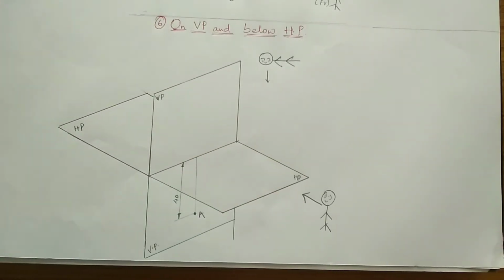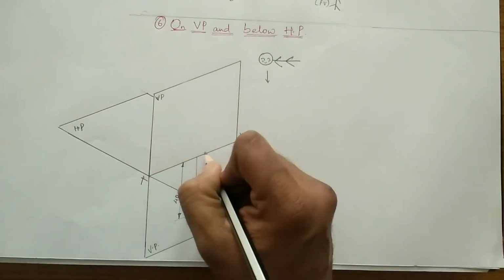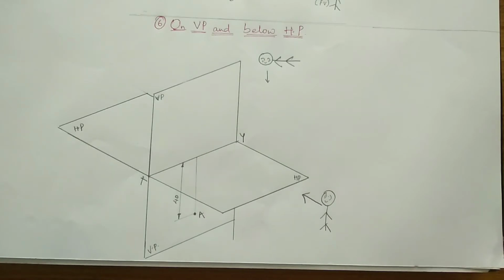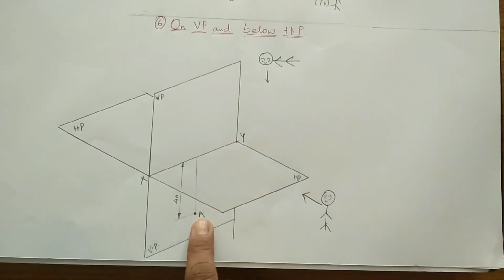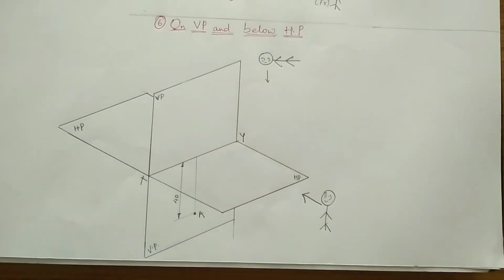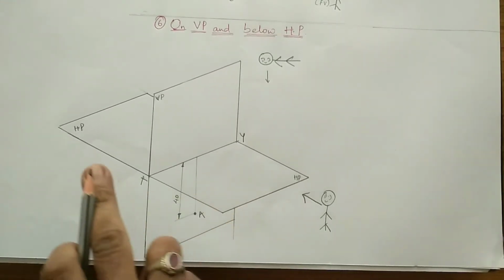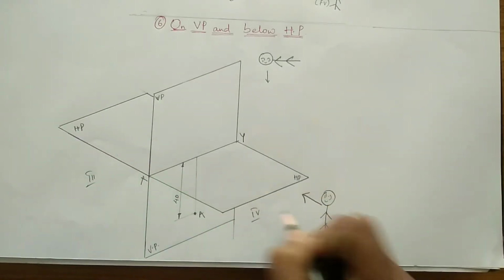Let me mark the reference line over here. This is XY. So with respect to the reference line, it is here. When it is said to be below HP, it should have its existence either in the third quadrant or in the fourth quadrant. But the point is about to be in both quadrants. It is in the third quadrant and it is about to be in the fourth quadrant.